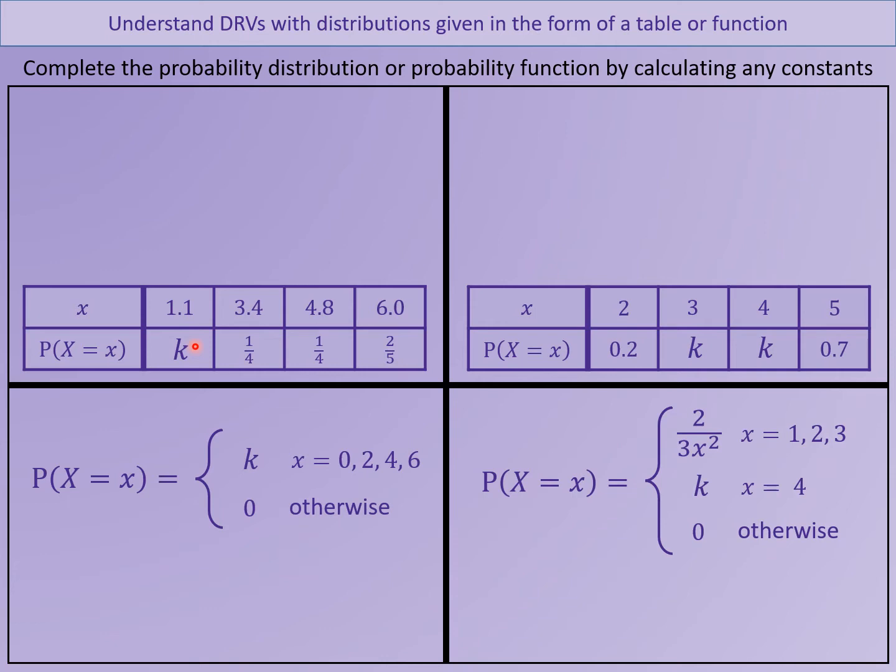Okay, so for question 1, we first of all need to find the missing value of k. We know that the probabilities need to add up to 1 altogether. So in this case, the value of k will be 1/10. We can now draw a distribution function.